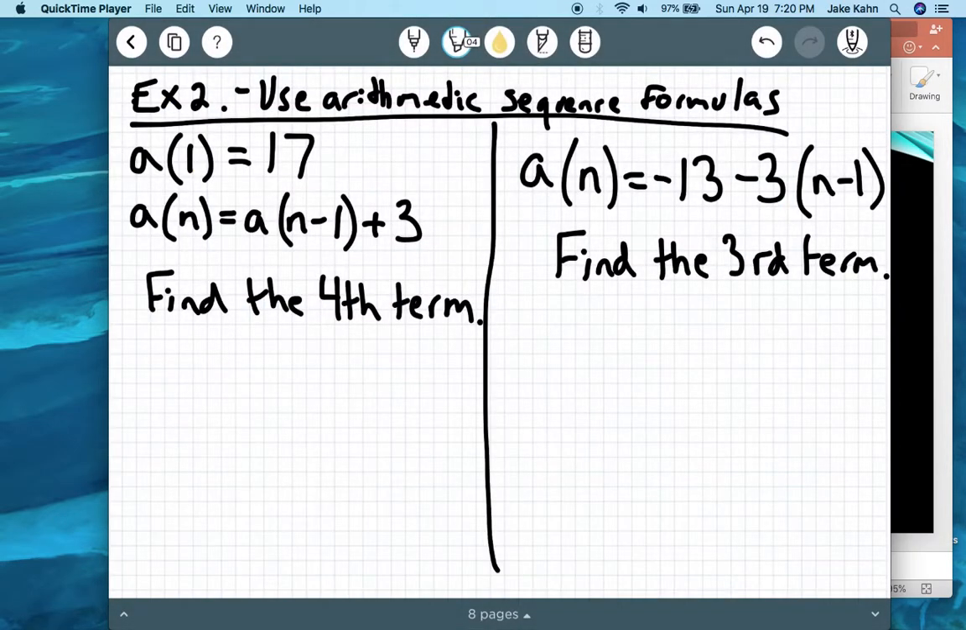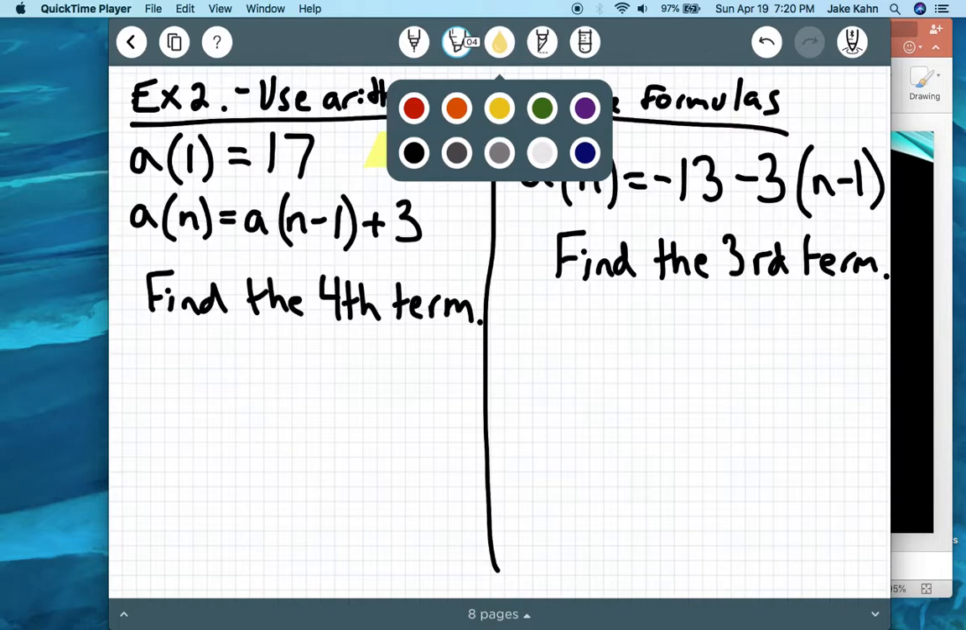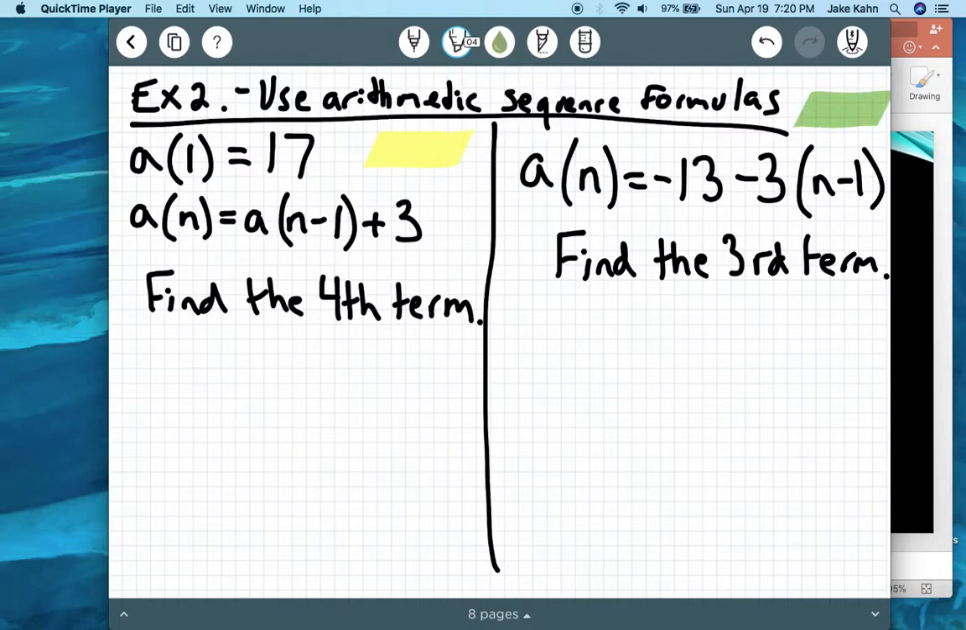Assignment number 2 is called Use Arithmetic Sequence Formulas. Instead of just looking at a list of numbers, you are going to see either the recursive formula, which is on the left here, or the explicit formula, which is on the right here. That's why we have 2 parts to this. The recursive has 2 equations, the explicit just has 1. We're going to start with the recursive.